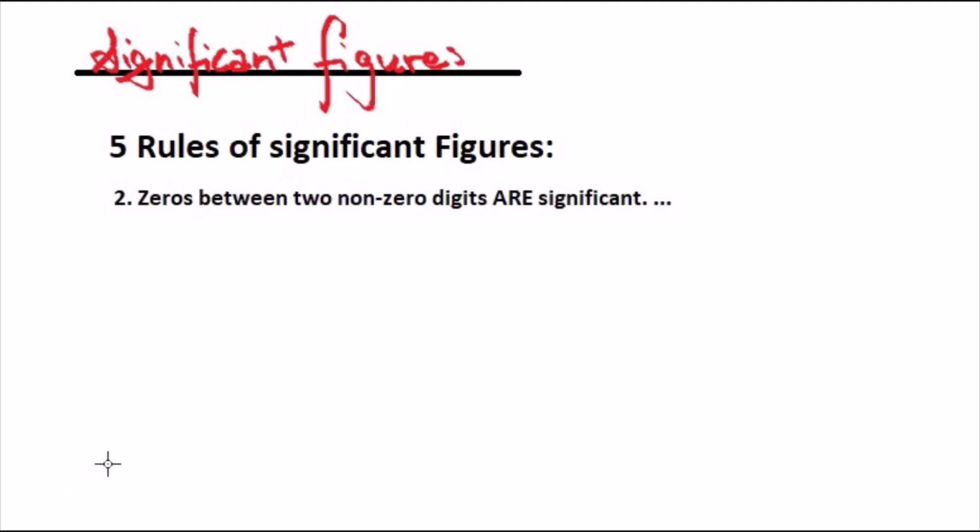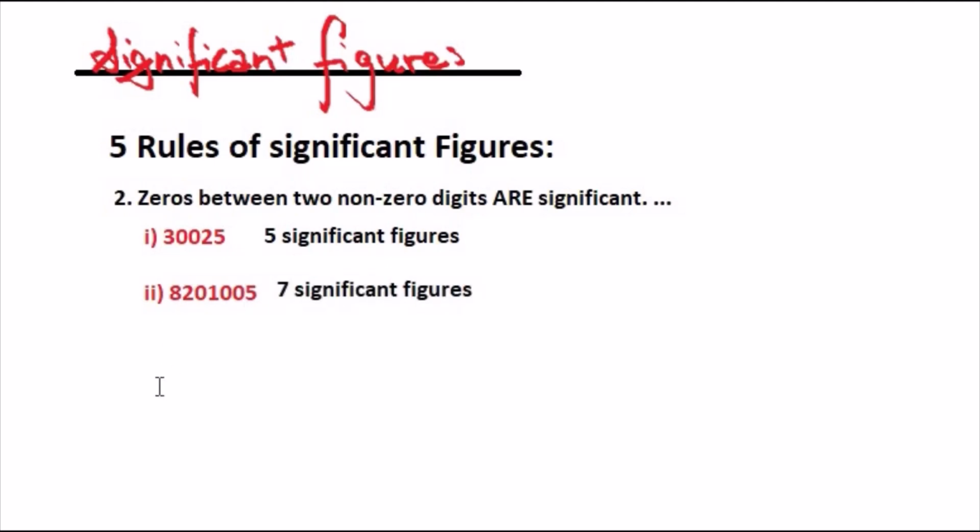Zeros between 2 non-zero digits are significant. So in these examples, we have 2 zeros in the first one appearing between 2 non-zero digits, 3 and 2. So in this case, we have 5 significant figures. Remember, non-zero digits are significant. In the second example, again, we have zeros appearing between non-zero digits. They are significant. So in this example, we have 7 significant figures.